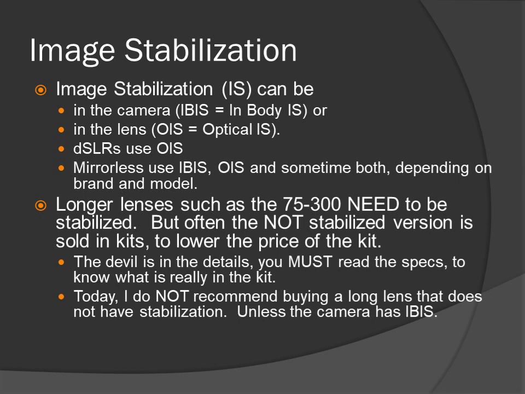Note, longer lenses, such as a 75-300, need to be stabilized. But often when you buy a kit, it is the non-stabilized version that is in the kit. That is typically done to lower the selling price of the kit. The devil is in the details. You must read the spec to know what is really in the kit. Today, I do not recommend buying a long lens that does not have stabilization, unless the camera has IBIS.